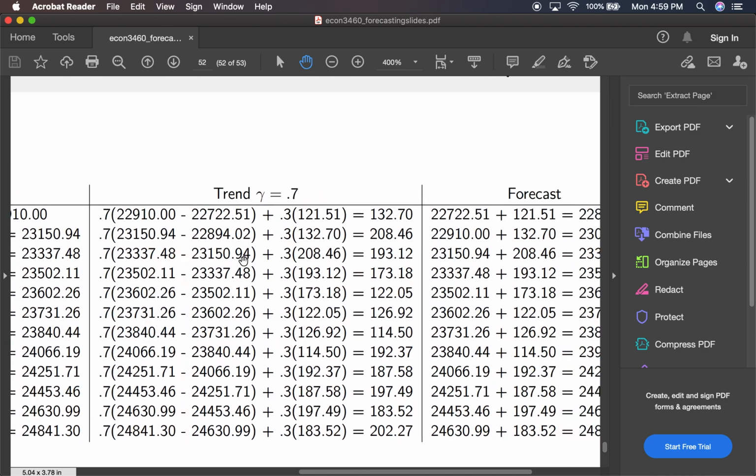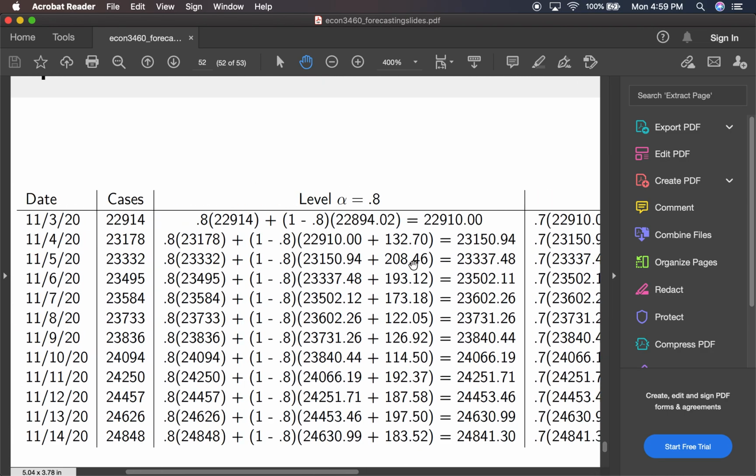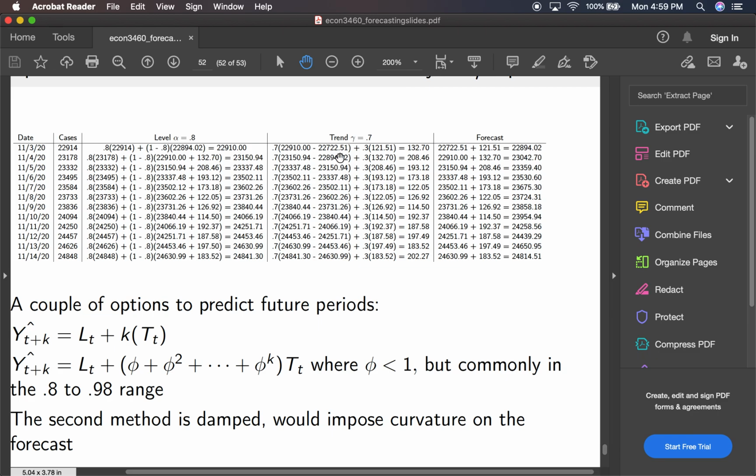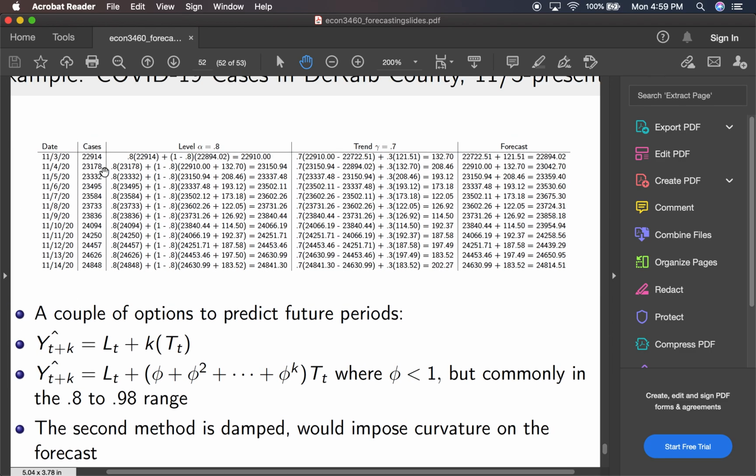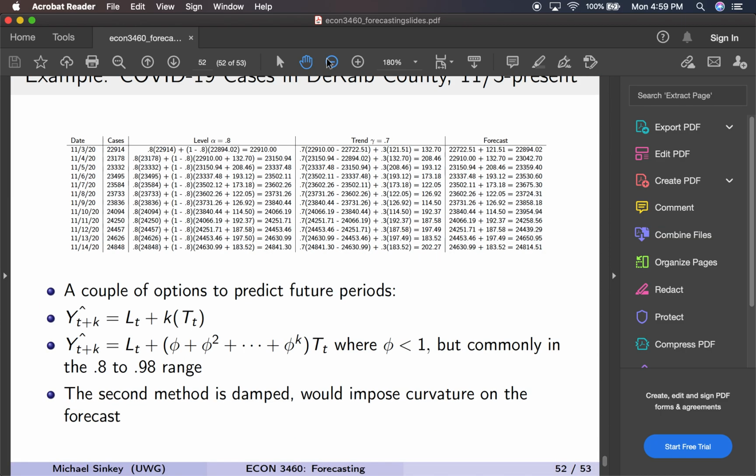I predicted 23,359.40. It was actually 23,332. The comment about this is that we made a forecast that was way too low, but we immediately caught up with the next one. So I'm really weighing what I currently observed heavily here. Now, we just keep doing this, and you can see these are one period ahead forecasts, but let's say I wanted to make a forecast for a couple weeks out. I have a couple of options.